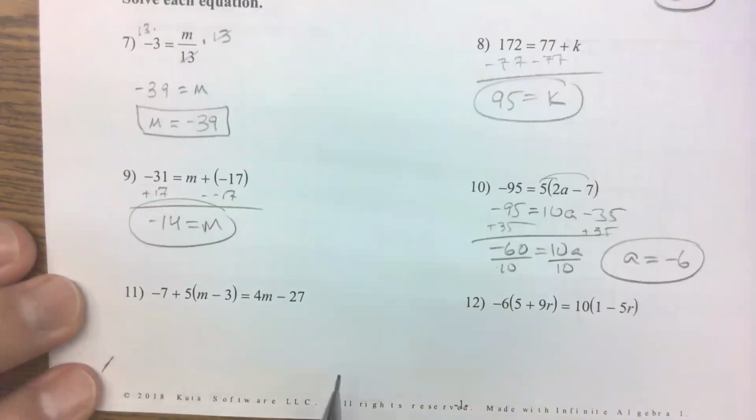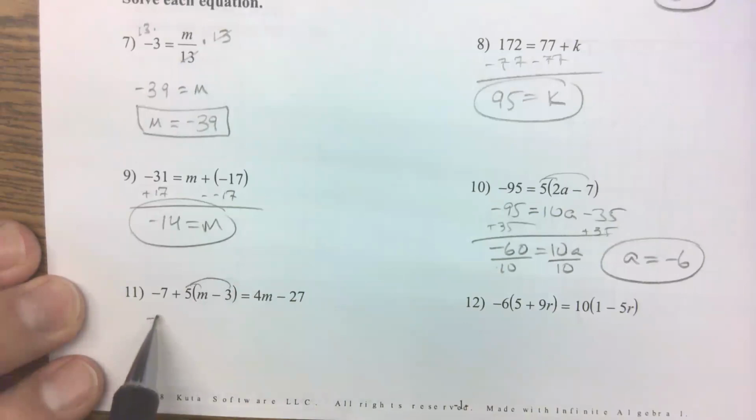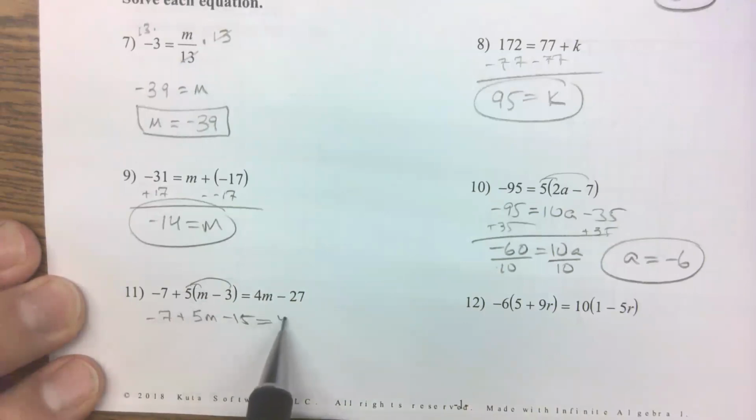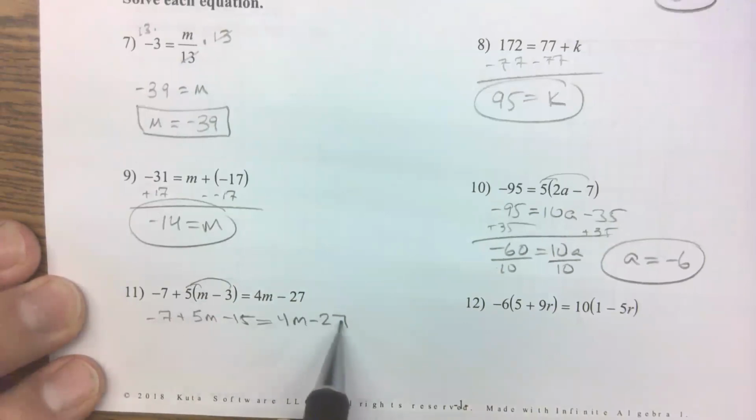All right. Again, kind of mixed up one. I got to do this. So I'm going to distribute first. Negative 7 plus 5m minus 15. A lot of people make mistakes with that. Equals 4m minus 27. Now I've got m's and constants on both sides. That's not what I want.